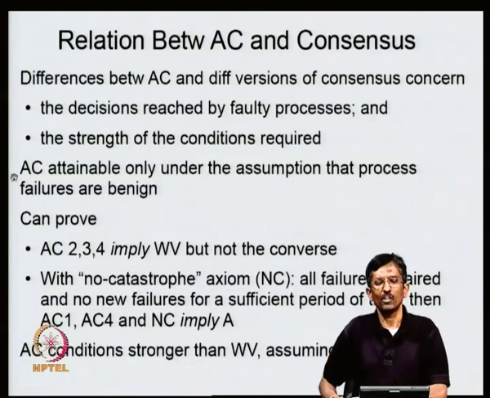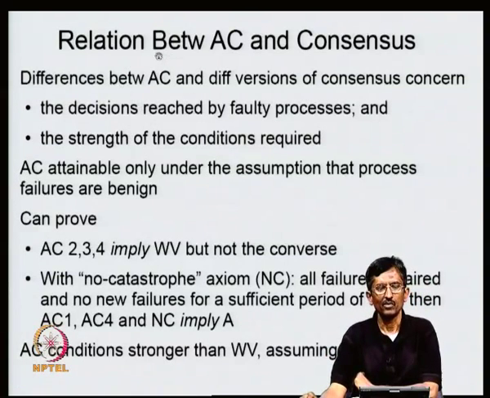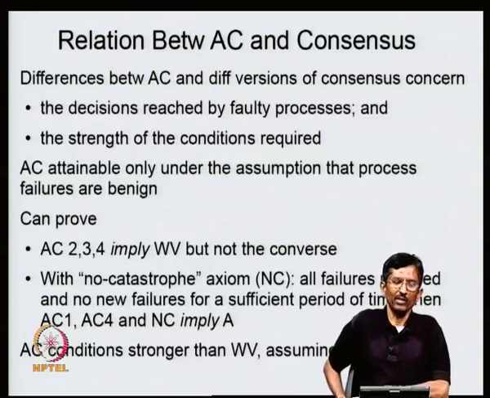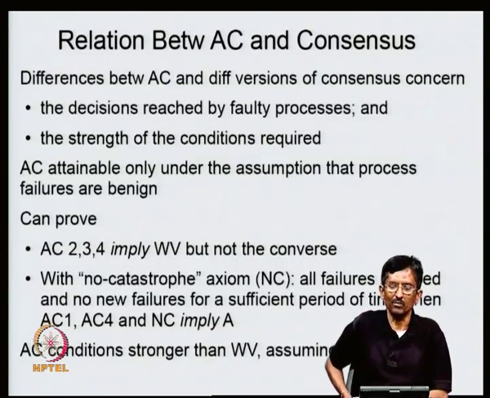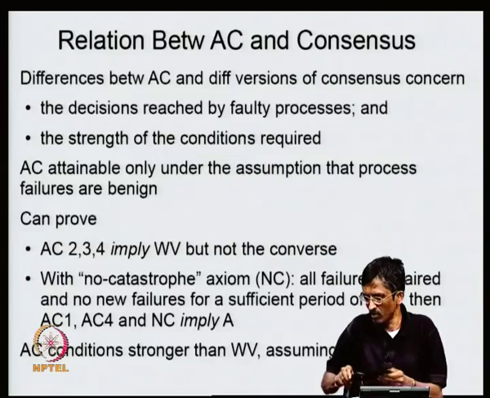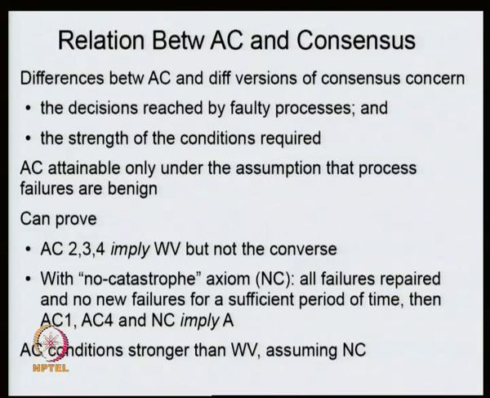So if you look at atomic commitment and consensus, you'll see that the differences are because of what happens with respect to faulty processes. As I mentioned earlier, in the case of atomic commitment, even faulty processes have to say yes for commitment, whereas that is not really necessary for consensus. Okay. So it turns out that atomic commitment, as I mentioned earlier, is attainable only under the assumption that process failures are benign, and it is not valid for Byzantine failures.